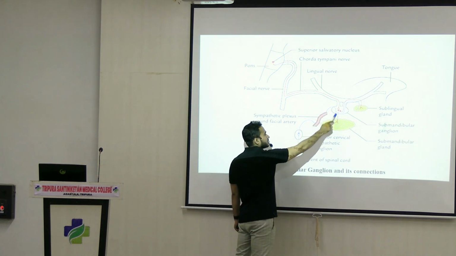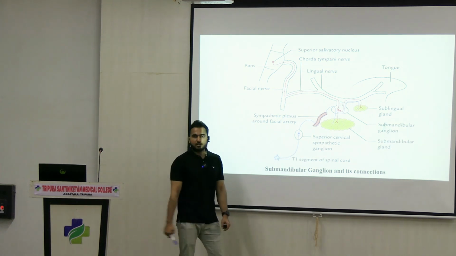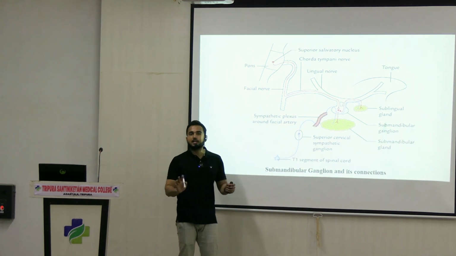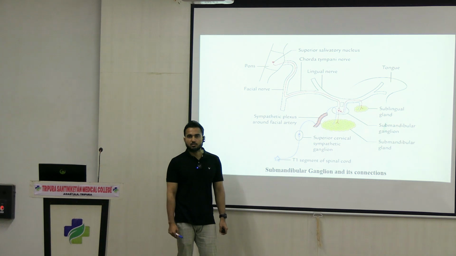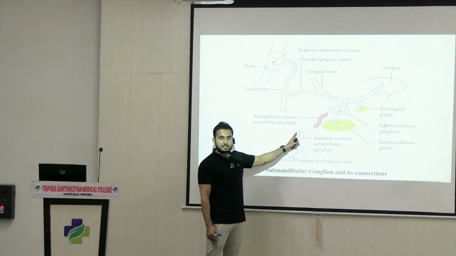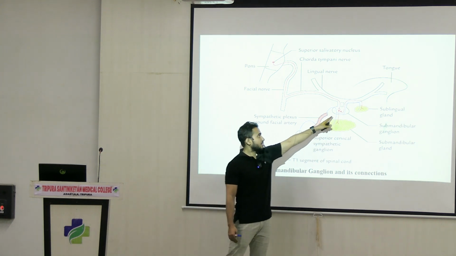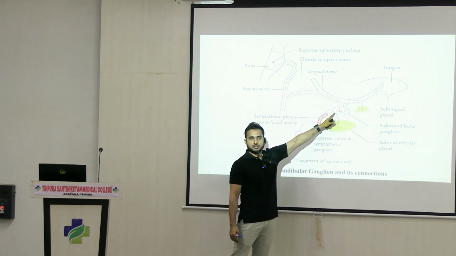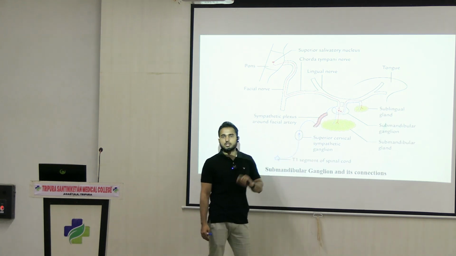As you can see, they are going through the submandibular ganglion. But in this case, they are not relaying in the submandibular ganglion. Why are they not relaying in the submandibular ganglion? Because these are sympathetic fibers and this is a completely parasympathetic ganglion. That's why these fibers will not relay over here. They will go through it, but they will not relay.